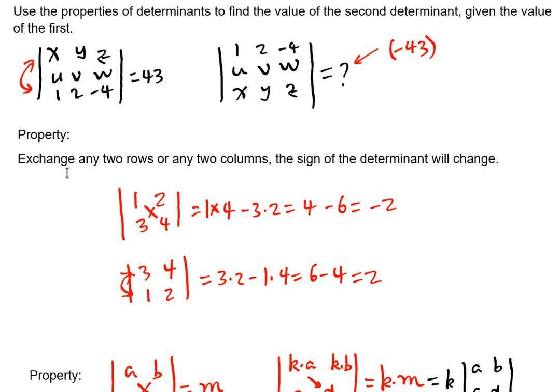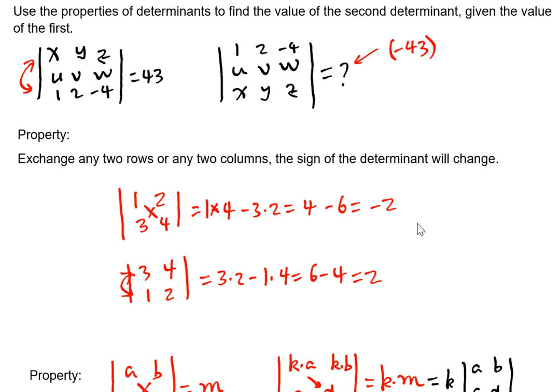Here is the property for determinants. This property says that if you exchange any two rows or any two columns, the sign of the determinant will change. You see here, exchange row 1 and row 3, you will get a new one. So that's why you switch the sign, 43 positive to -43. That will be the answer. Very easy.